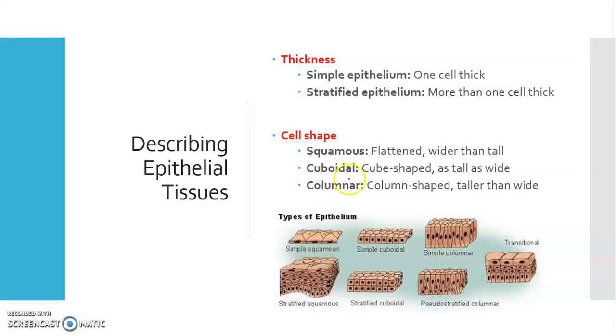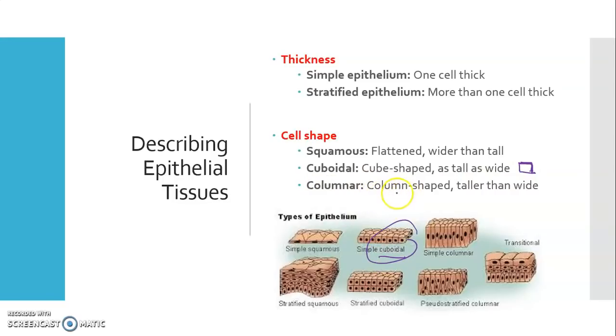Okay, next is the cuboidal, the word is cuboid. Cuboid means a cube shape. I think we have known already how the cube shape is. It consists of the same size, so that's why we can say as tall as wide. You look here, this is how the cuboid is.